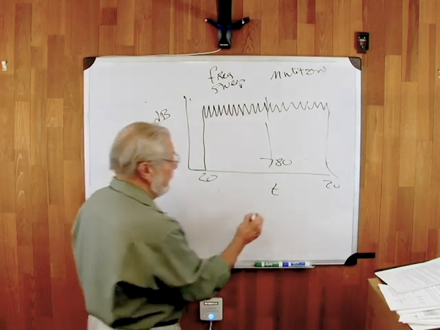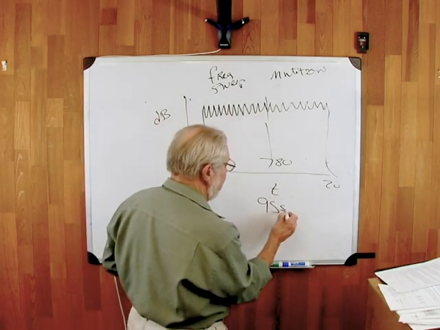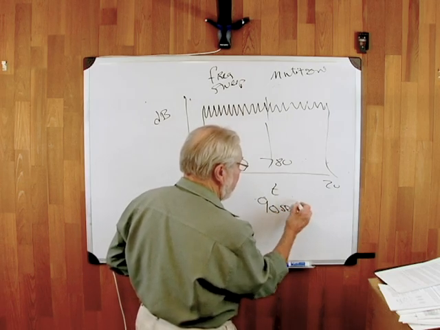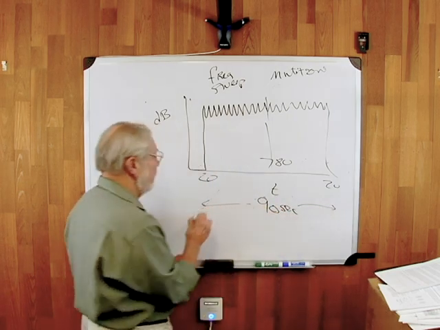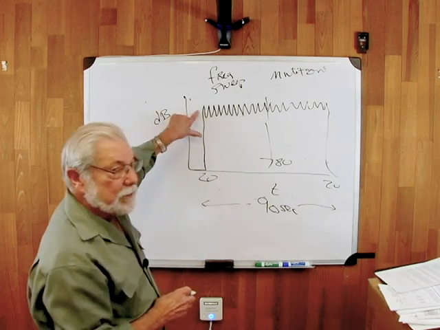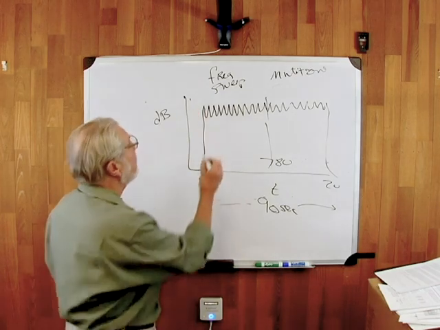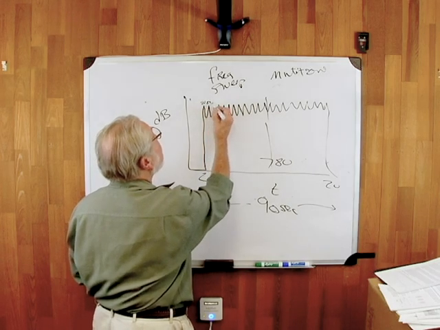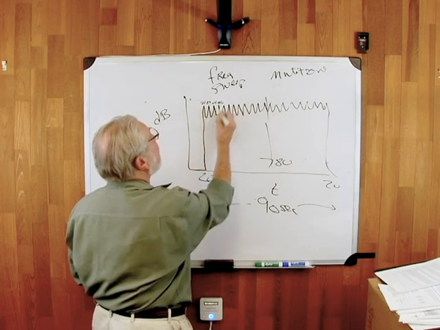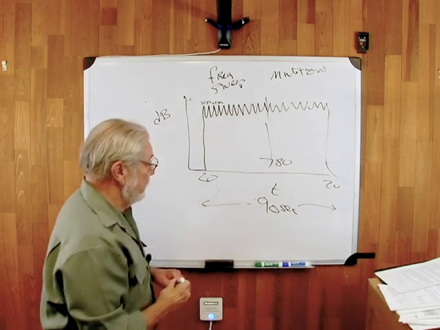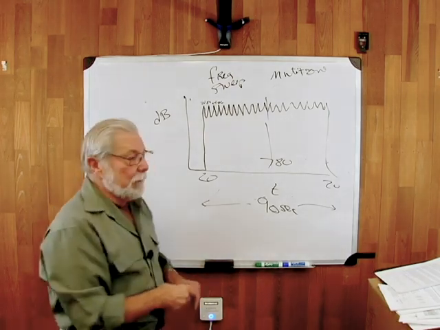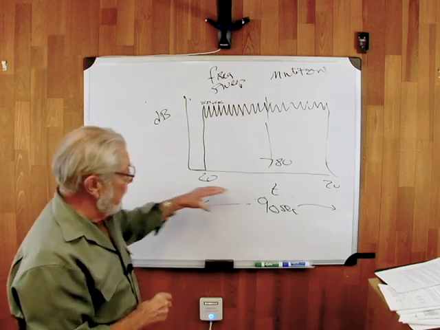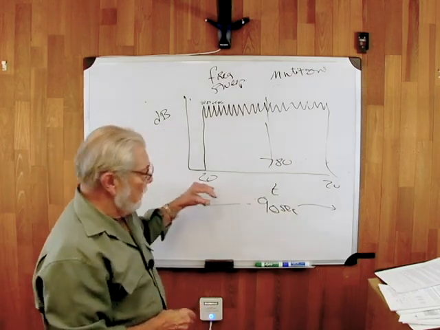It takes 90 seconds to run that test. Each tone burst is 2 hertz apart. So if this is 20, this is 22, this is 24, this is 26. Each test is 2 hertz apart, and on the sweep, time and frequency are proportional.